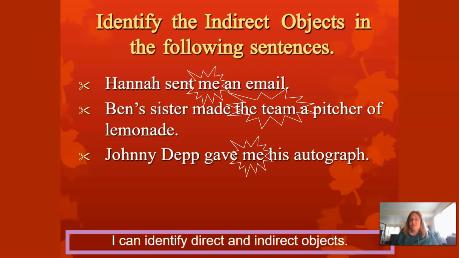Okay, so she made a pitcher. The pitcher had stuff in it, and there's further explanation. Who did she make it for? The team. Johnny Depp gave something. What did he give? He gave an autograph. Who did he give it to? Me. Indirect objects.